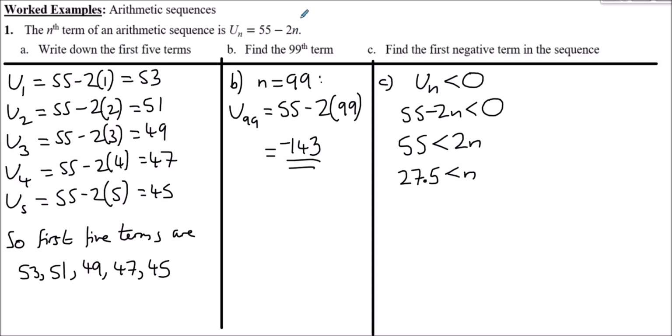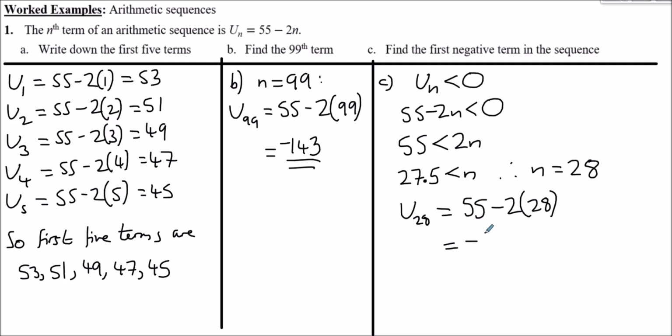A sequence number is either the first, the second, the third. So n has to be a natural number. The smallest natural number satisfying this has to be therefore 28. So therefore n is 28. So therefore u28 is 55 minus 2 lots of 28, 55 minus 56. So the first negative term is minus 1. So that's the first one done.